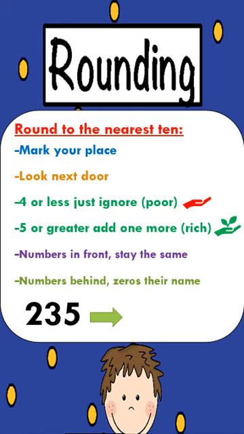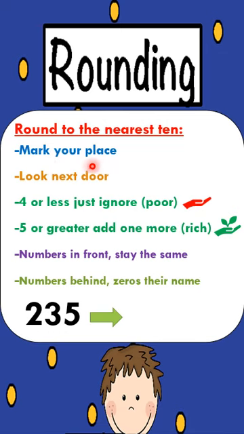So let's explain the song word by word. First, it says, mark your place. Where is my place? We have a number, like this number, okay? Can you read this number? 235. It's a 3-digit number, okay? Where is my place? It wants me to mark my place.